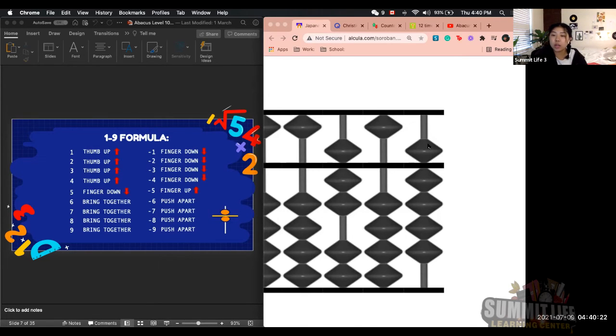So right now I have 9. If I want to take away 7, I need to take away the exact same thing. So I need to take away 1 upper bead and 2 lower beads. You see here, 1, 2. So I'm left over with 2. Okay?